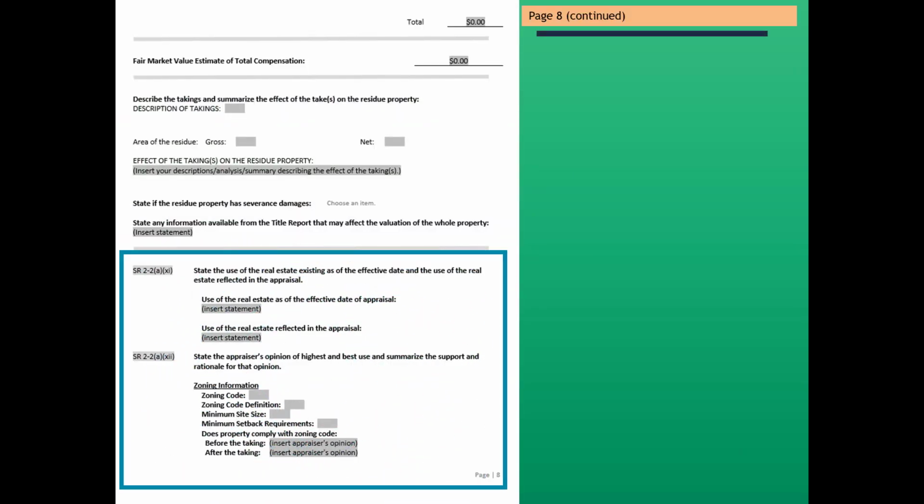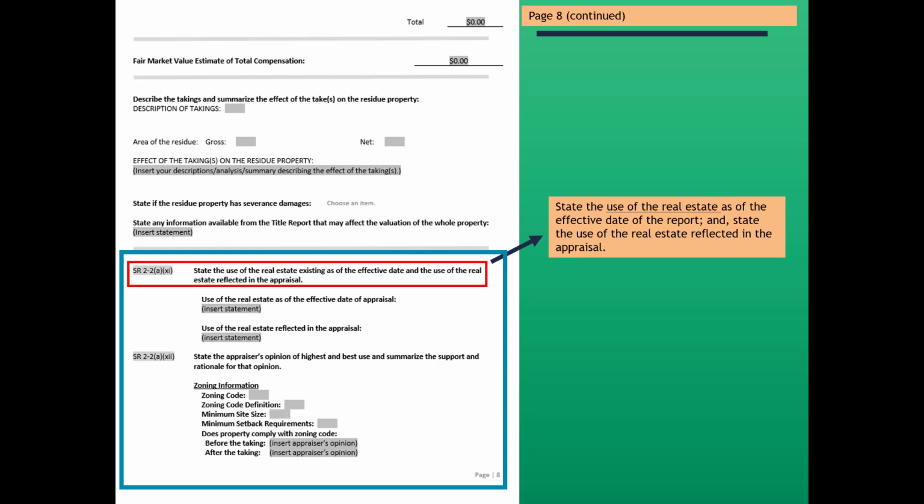All right, so this is a continuation of page 8. We're going back to the blue area. The USPAP standard is Standards Rule 2-2AXI. State the use of the real estate existing as of the effective date and use of the real estate reflected in the appraisal.